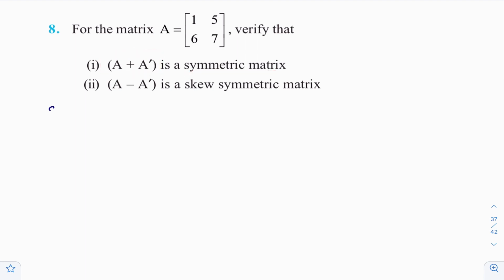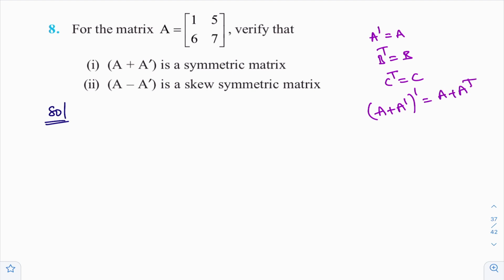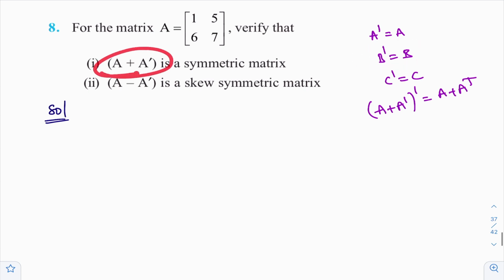Okay. Before starting this problem, you need to know that when A transpose equals A, then we say that A is symmetric. When B transpose equals B, then B is called a symmetric matrix. When C transpose equals C, it is symmetric. When we say A plus A dash is symmetric, very simple, A plus A dash whole dash equals A plus A dash. This is a transpose symbol, dash, right? A is symmetric means A dash equals A. B is symmetric means B dash equals B. When A plus A dash whole dash equals A plus A dash, then we say that A plus A dash is symmetric matrix.